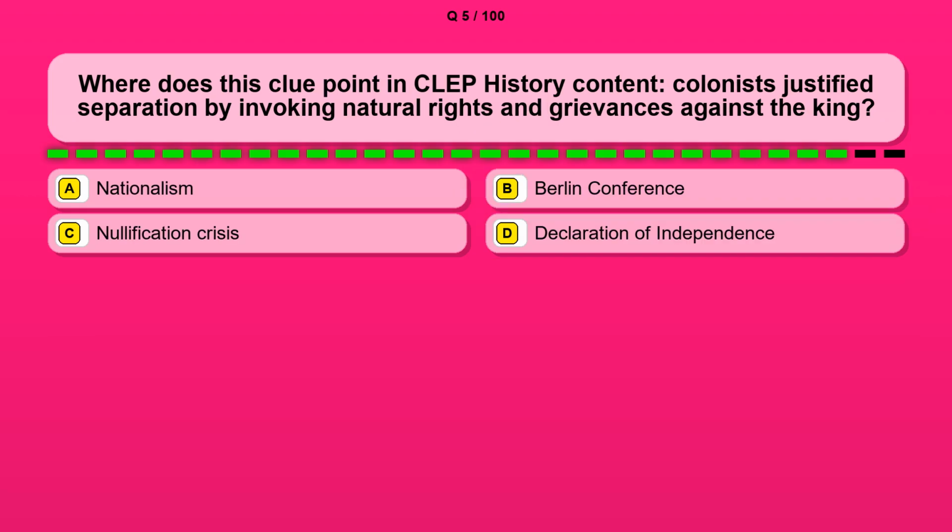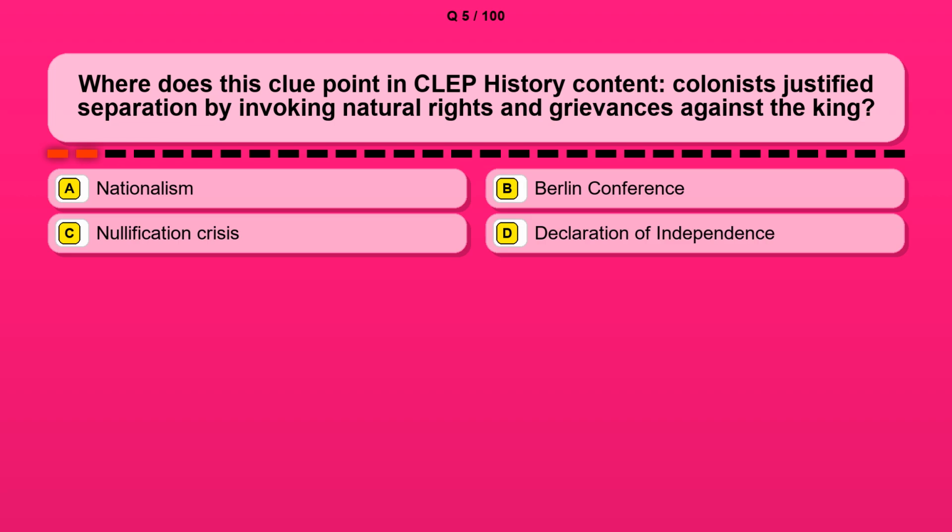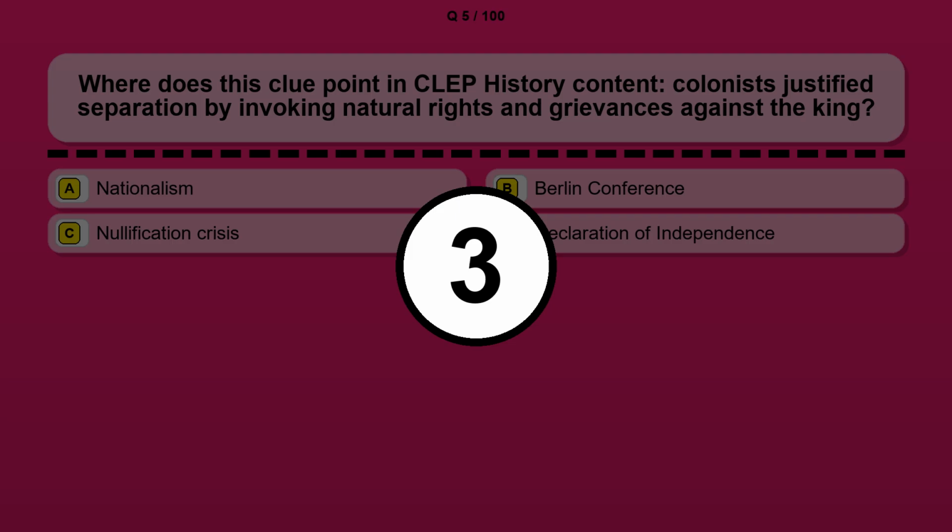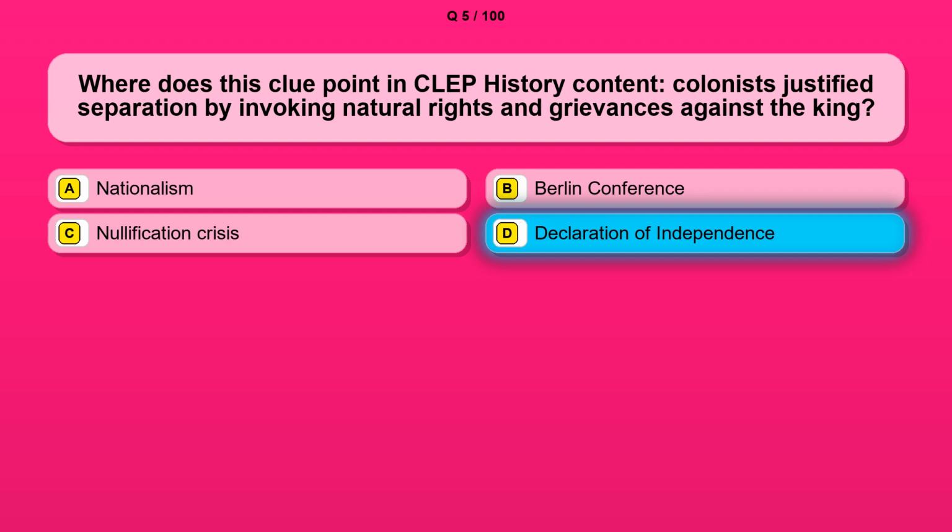Question 5. Where does this clue point in CLEP history content? Colonists justified separation by invoking natural rights and grievances against the king. Option A. Nationalism. Option B. Berlin Conference. Option C. Nullification crisis. Option D. Declaration of Independence. The correct answer is option D.